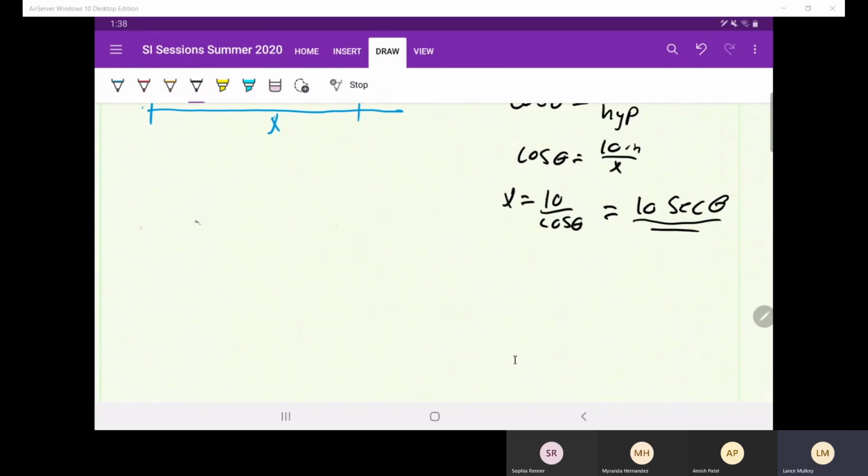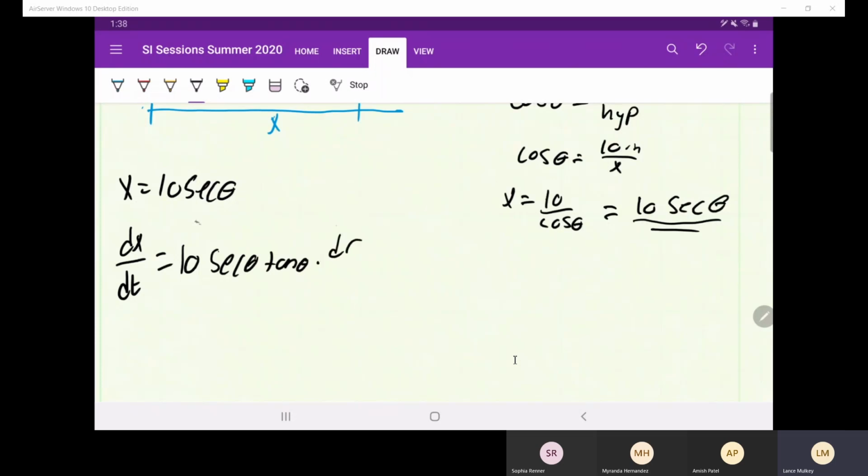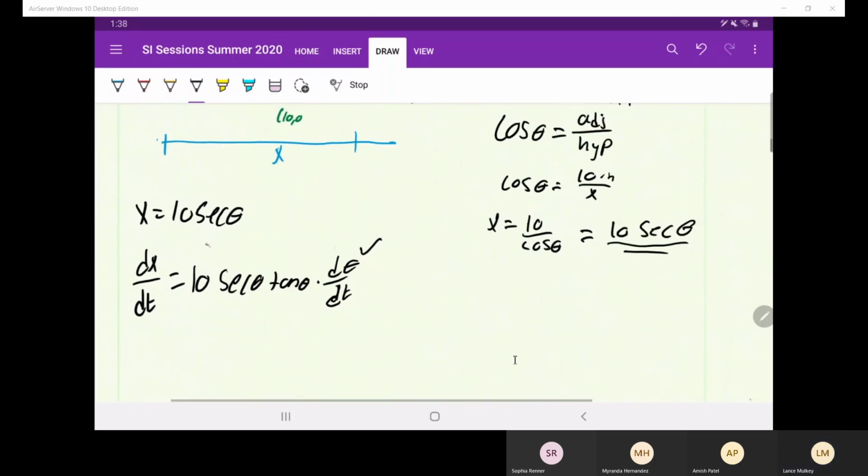So dx dt, so x equals 10 secant theta. dx dt equals 10 times secant theta tangent theta times d theta dt, because theta is a function, not a variable. And we know what this is. So we just plug in our value.